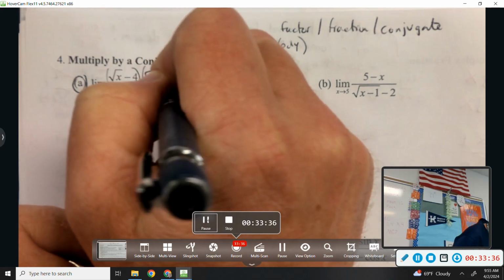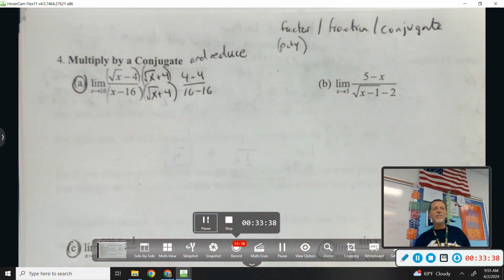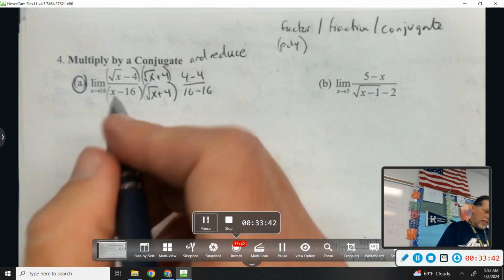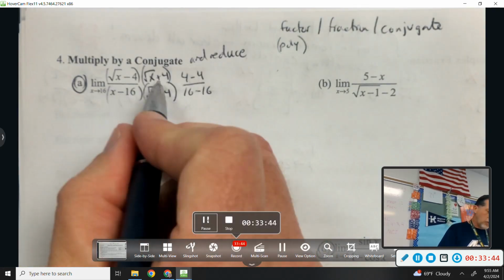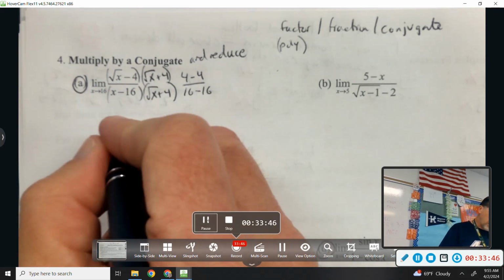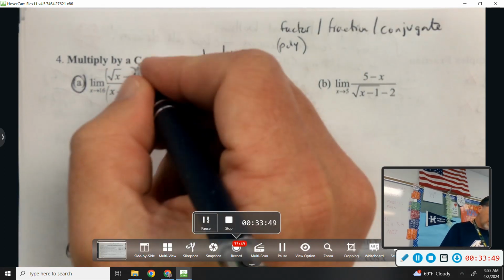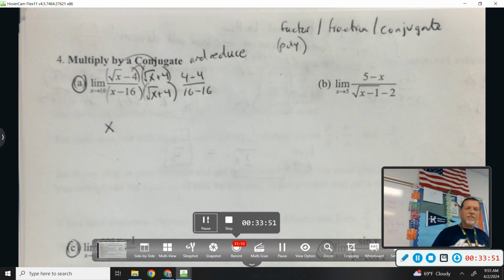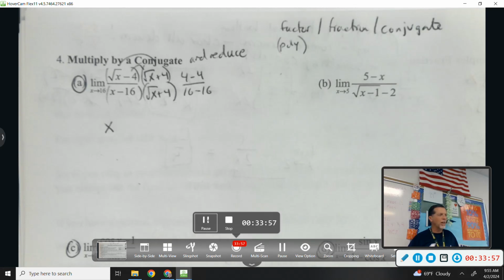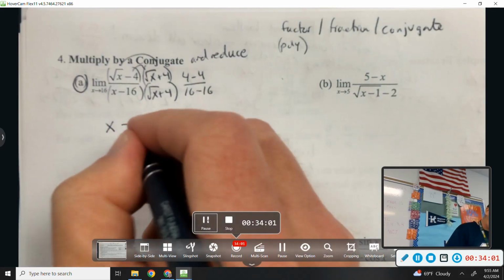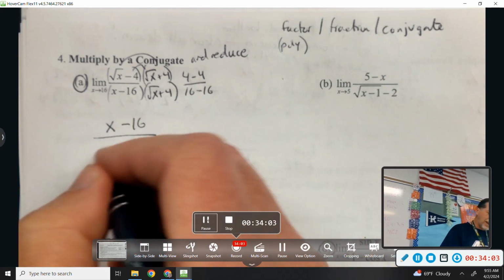So multiply top and bottom by square root of x plus 4. Let's see. So we FOIL the top. That would get us x. And then, as always with conjugate, the O and the I go away. That's why we multiply by a conjugate. So minus 4 root x plus 4 root x go away. If you want to write those out, you may. I'm going to pass.